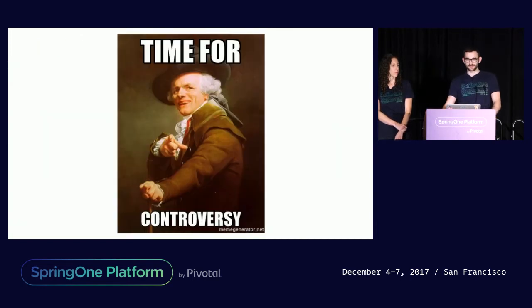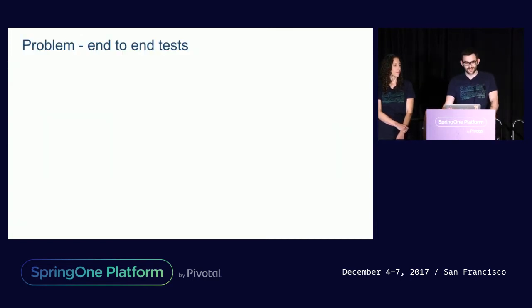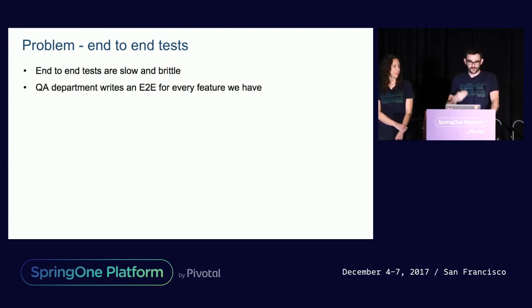So time for controversy, because I have a problem with end-to-end tests. Even though in Spring Cloud, I think I wrote plenty of end-to-end tests. So that's really bad. But I don't like them. End-to-end tests are slow and brittle. And QA departments love end-to-end tests and write them for every feature.